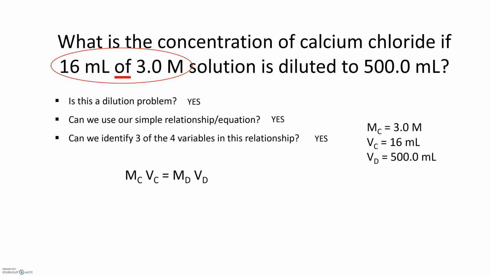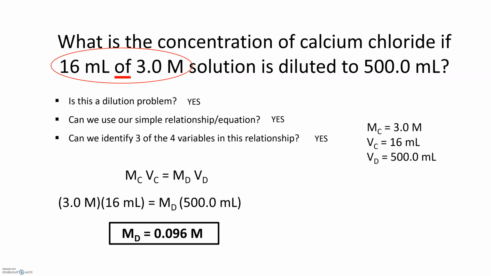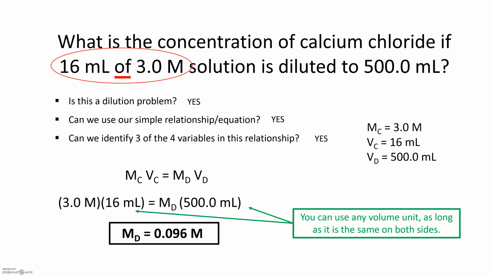And then we can write down our relationship, and now it's a matter of solving this problem algebraically. We can substitute in our values that we identified from the problem, do our algebra, and get that our new diluted molarity is 0.096 moles per liter, or 0.096 molar solution. Again, note that we did not have to change the volume units at all. They were already matching, and we did not have to change them into liters. As long as they were the same, we can go ahead and use them as is.